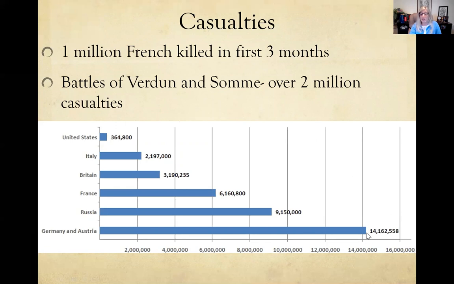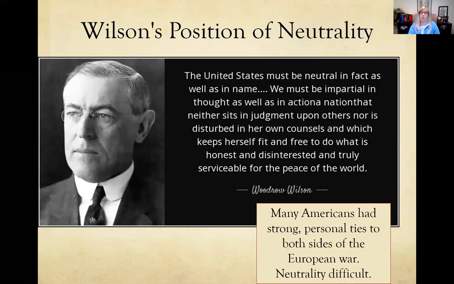So we've got over 14 million casualties by Germany and Austria-Hungary, 9 million for Russia, 6 million for France, 3 million, 2 million, and then the United States coming in because we, again, come in at the end of the war, 364,000. So when that war is all over with and we've got these staggering numbers, I want you to think about the idea of repairing the nation. You're going to have a hard time doing that because of this loss in the population and that it was so very, very difficult.